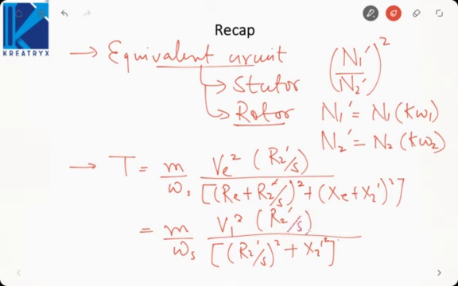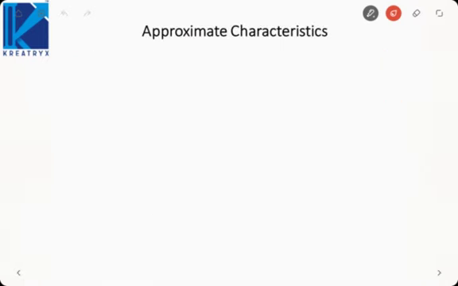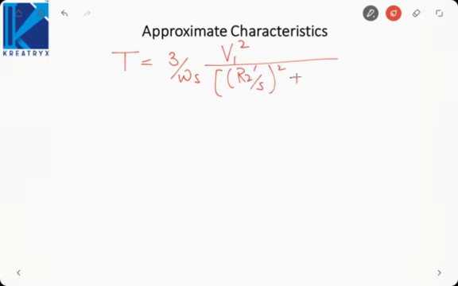In this lecture, we will cover more about the torque slip characteristics and try to determine different torques, that is the maximum torque and the starting torque. So let us proceed with the approximate analysis. The approximate torque expression for 3-phase is 3 by omega s, v1 square by (r2 dash by s) square plus x2 dash square, into r2 dash by s.